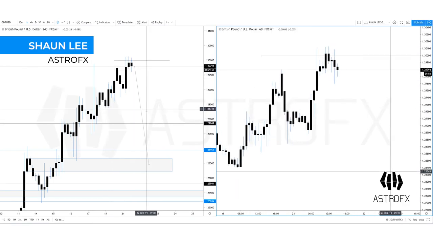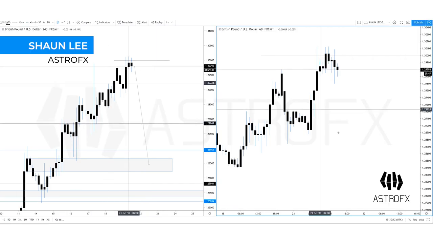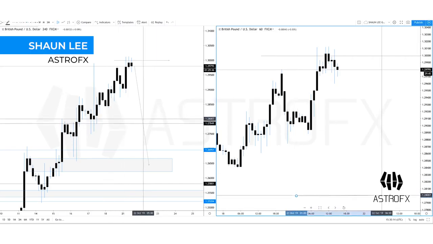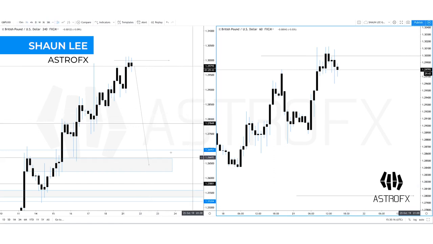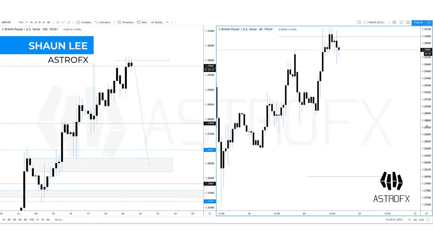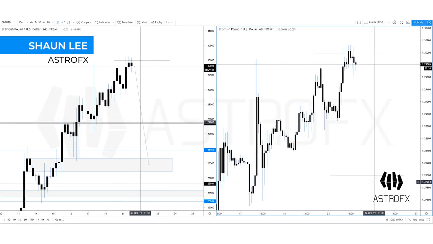Now, if I'm looking at 1.2800, what I'm going to simply go ahead and do is I'm not going to translate this weekly black horizontal level onto the right-hand chart. I'm just going to simply put a marking there. So that's a potential target.